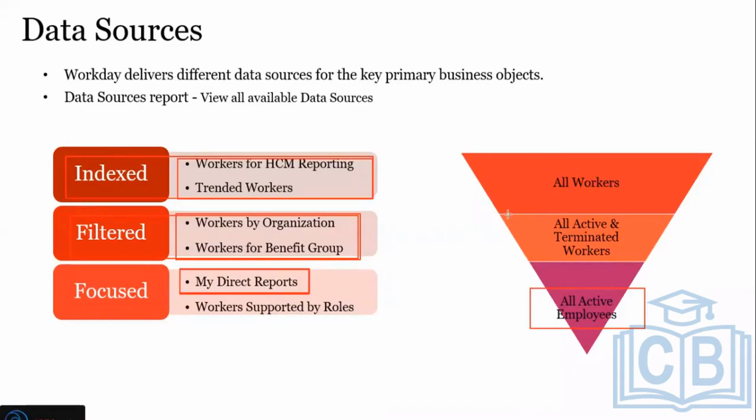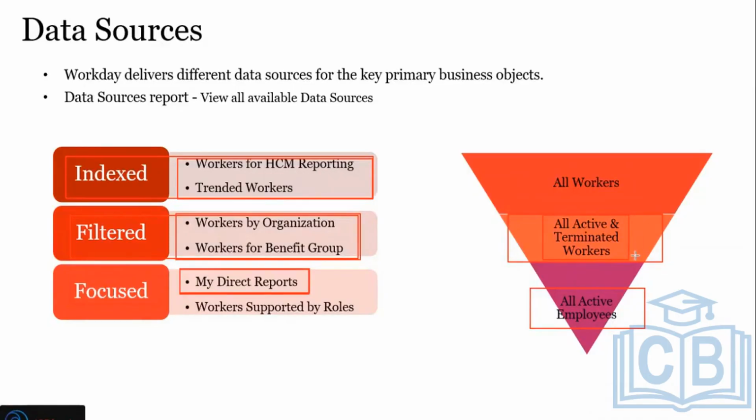Or instead of that, you could have selected all active and terminated workers. But then this will give you all the workers. When I say worker, worker is employee plus your contractors, your contingent workers. First, you don't need contingent workers. Second, you don't need terminated workers. This data source will give you all terminated workers. Plus, it will give you all contingent workers as your contractors. And then you'll have to build additional filters to then get you the data.